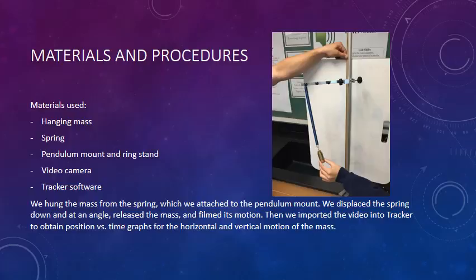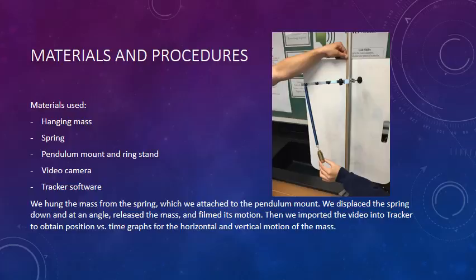So first we hung the mass from the spring, which we attached to the pendulum mount. As shown above, we displaced the spring down and at an angle to initiate horizontal and vertical displacement. Then we released the mass and filmed its motion for about 12 to 14 oscillations so that we had plenty to choose from in Tracker.